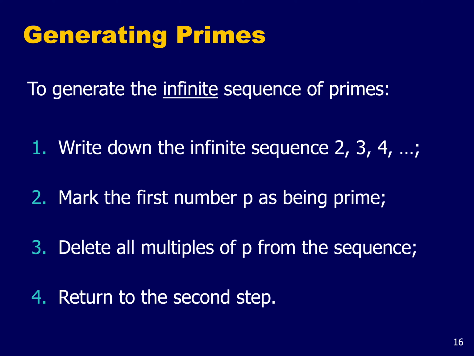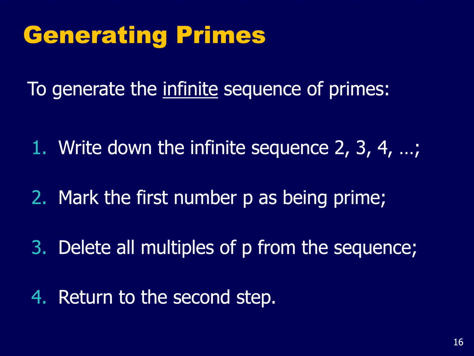So initially, the sequence will be 2, 3, 4, etc. We'll mark the first number, 2, as being a prime number. Then in the third step, we simply delete all the multiples of p from the sequence. So initially we would delete all the multiples of 2 from the sequence, and then in the fourth step we just go back to step 2 and repeat and repeat.